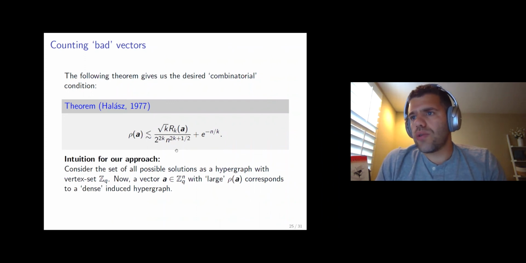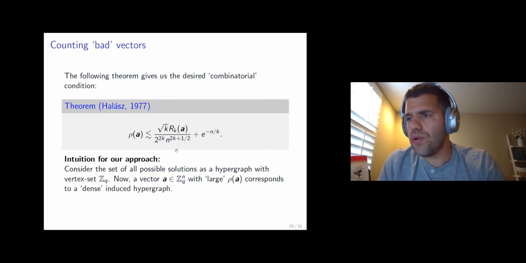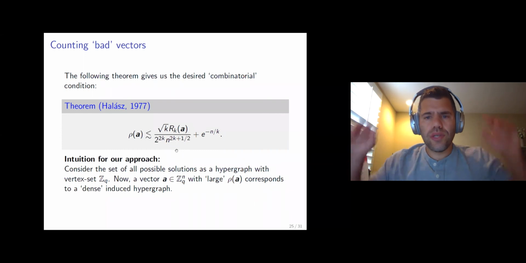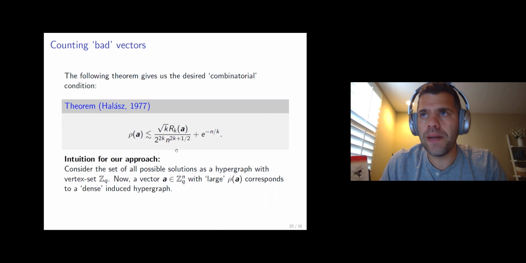The intuition is to consider the set of all possible solutions. So you have a kind of hypergraph on the vertex set Z_q. And now if you take a vector with large atom probability, in some sense it corresponds to a dense induced hypergraph. Okay?